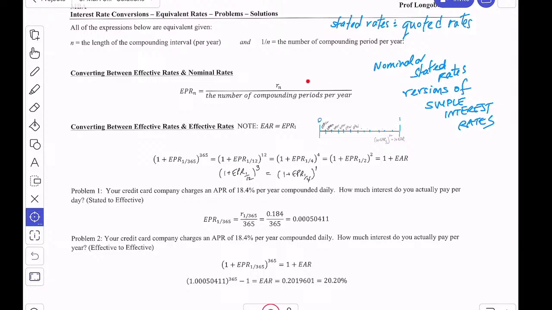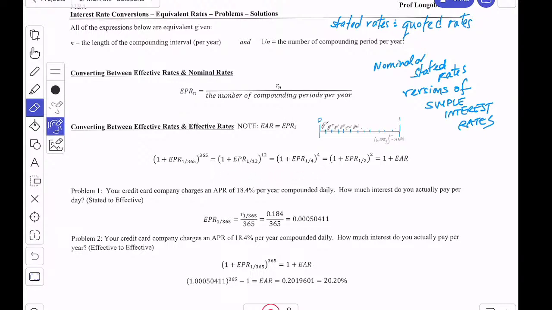So this would be the relationship to convert between them. And then this is the relationship to convert between effective rates, from effective to effective, but you want a different time interval. This is useful because, well, you've seen many examples, it gives you the appropriate and equivalent rate over a different time period.